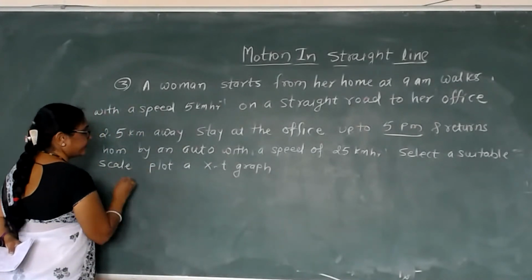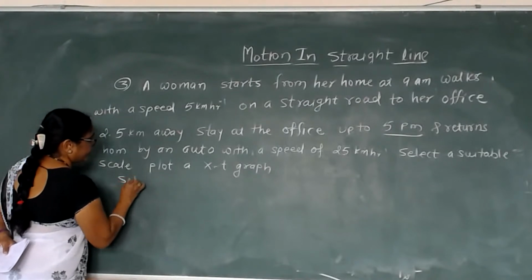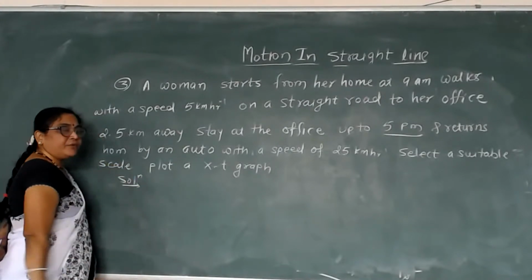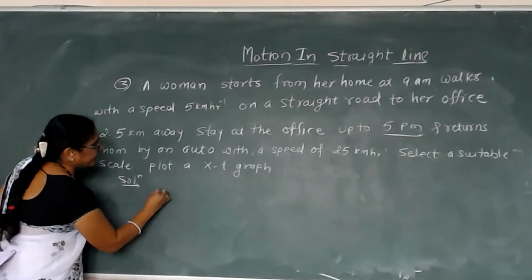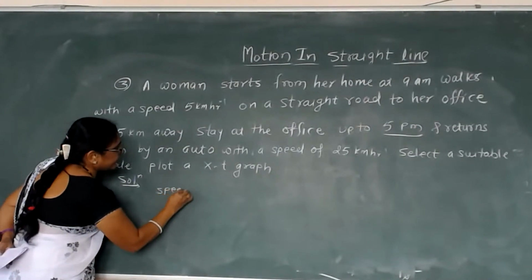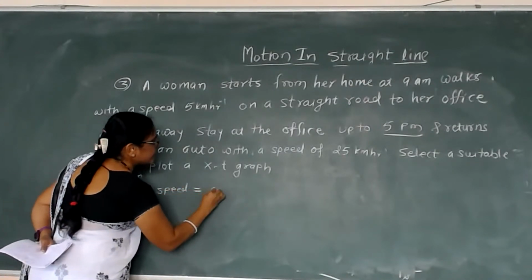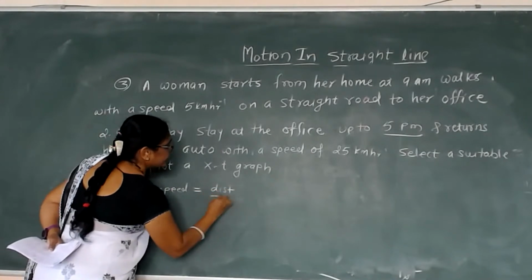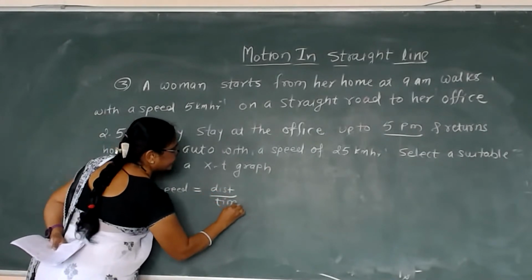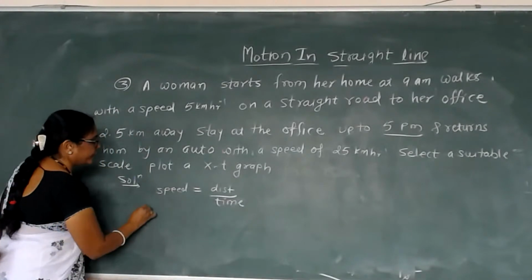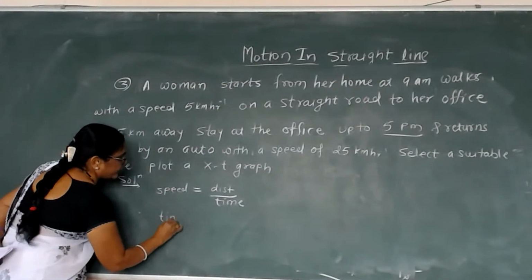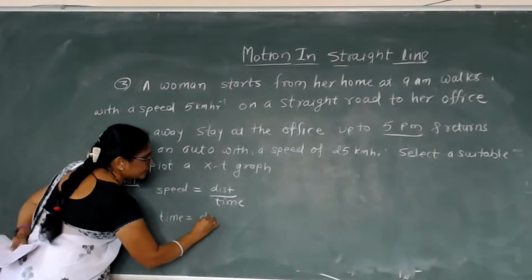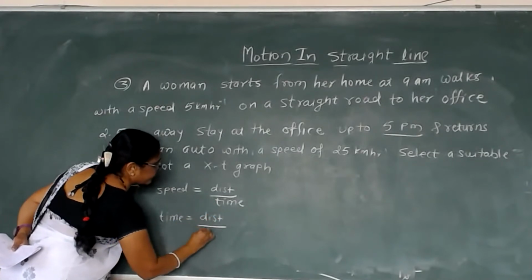Then see here, to find out the time, the related formula is: speed is equal to distance divided by time. Therefore, time is equal to distance divided by speed.